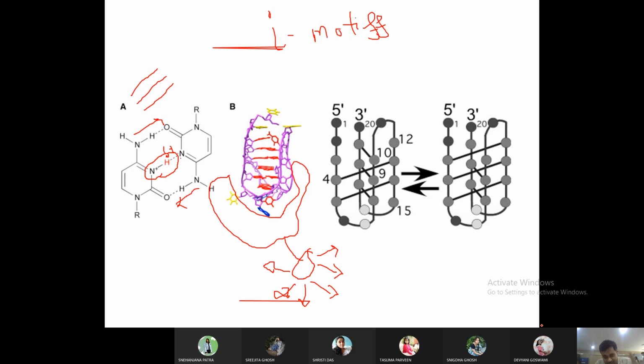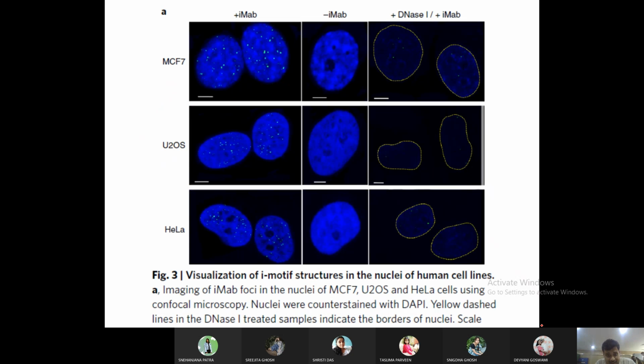So this is the arrangement, as we have done for the G quadruplex also. A similar compound was made for the I motif also, and what they have shown is visualization of the I motif structure within the nucleus of human cells. So it was suspected that there are I motif foci in the DNA, locations where these kinds of structures were present in various human cells.